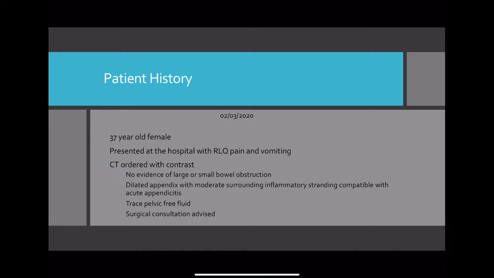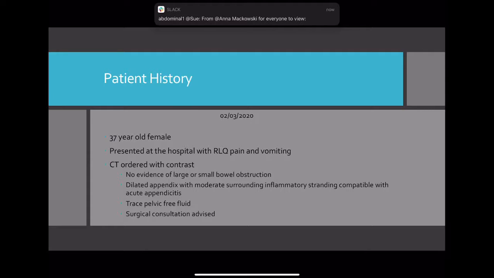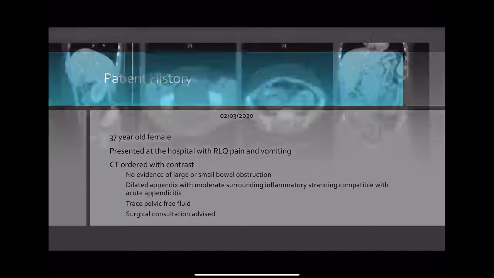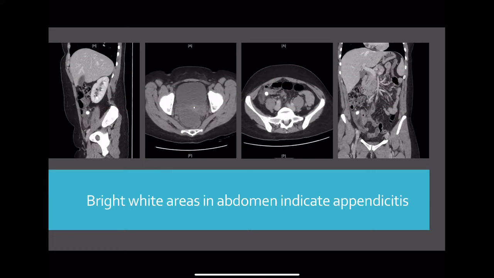A CT was ordered with contrast. There was no evidence of large or small bowel obstruction. Dilated appendix with moderate surrounding inflammatory stranding compatible with acute appendicitis. Trace pelvic free fluid, and a surgical consultation was advised. These are the images obtained in that CT scan. You can see that the bright white areas in the abdomen indicate the appendicitis.